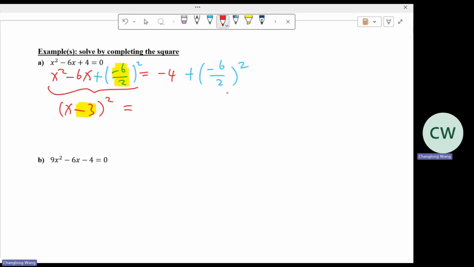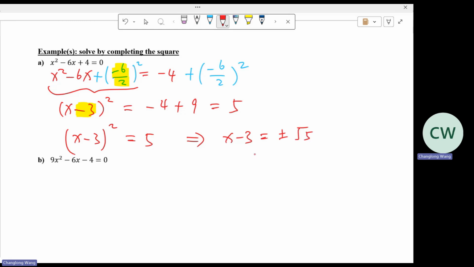Now, on the right-hand side, just a whole bunch of numbers. You do have to work it out. Negative 4 plus, this is negative 3 squared, so it'll be 9, right? So you get a 5. And now x minus 3 squared is 5. And therefore, you should take the square root right away without expanding it. X minus 3 is plus or minus radical 5. And isolating x, you get 3 plus or minus radical 5. Okay?